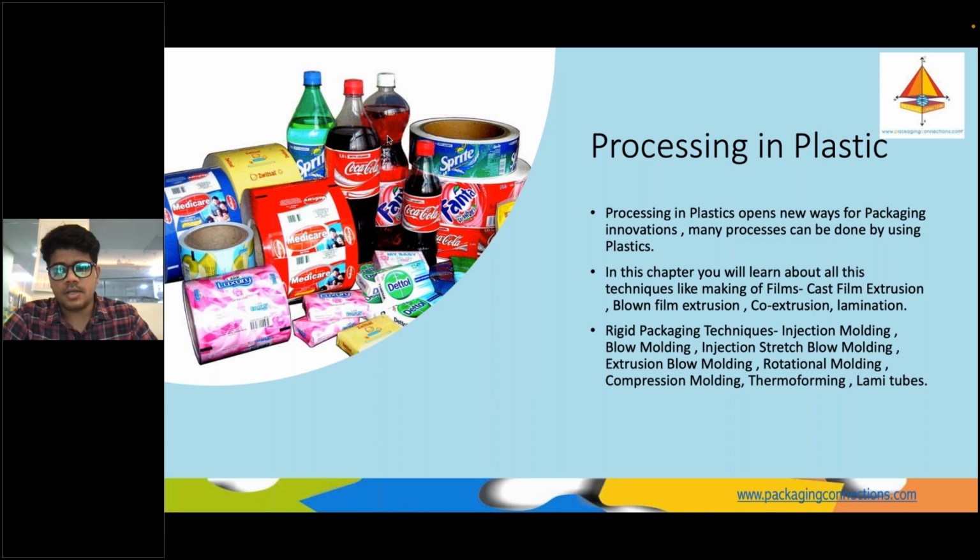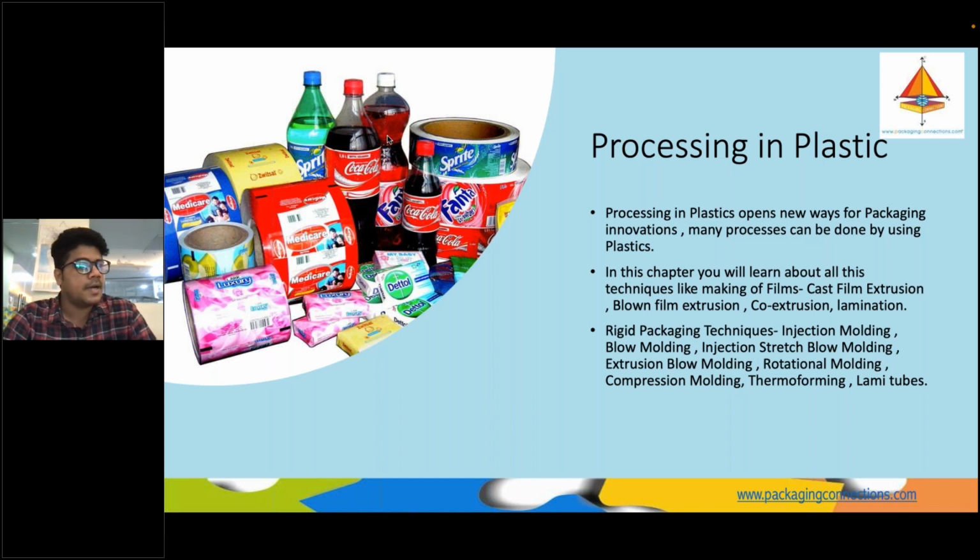And the next chapter is about processing in plastics. Processing in plastics opens new ways for very many packaging innovations. Many processes can be done using plastics. If you categorize the processing of plastics, it is divided into two parts: flexible solutions and rigid plastic solutions.